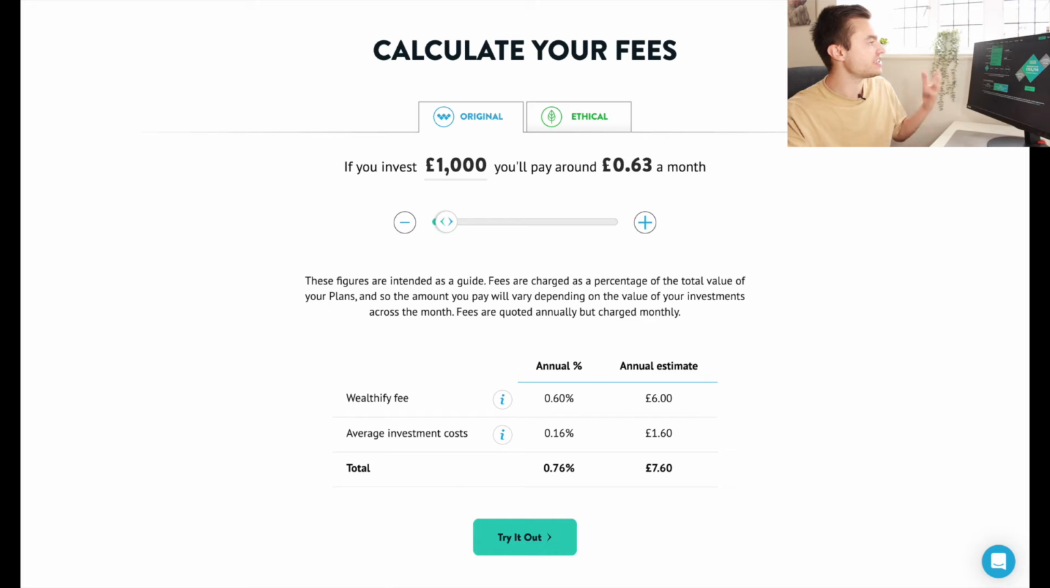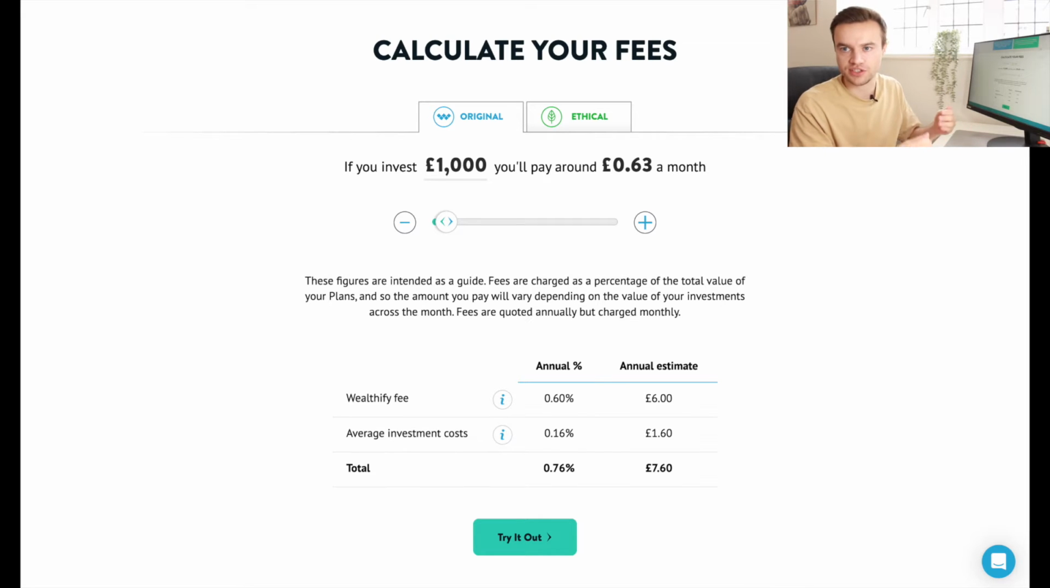So to finish off part one of this video with the overview of Wealthify's platform, let's take a look at their fees. And as you would expect, Wealthify's fees are very simple, it's very transparent. They have a flat platform fee of 0.60%, which is the same for original and ethical plans. And on top of that, they have average investment costs. And these are the fund management costs you see on every platform.